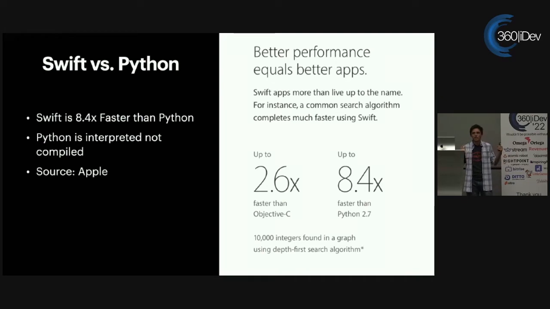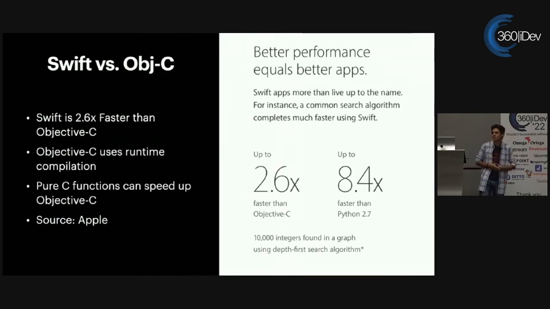And these are great numbers, right? Like, they give you this whole complicated description about how they found it, depth first search algorithm, that 10,000 integers, graphs. There's so much information there. This has to be true. Wait, its source is Apple, huh? But they don't have a stake in this. We're good, right? These are actual numbers.